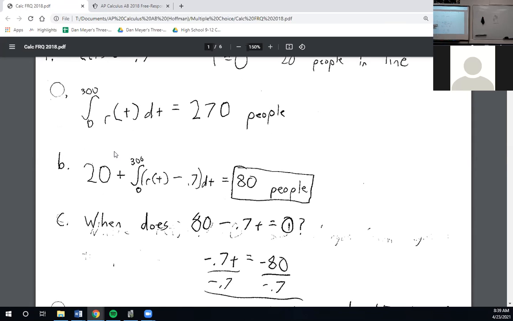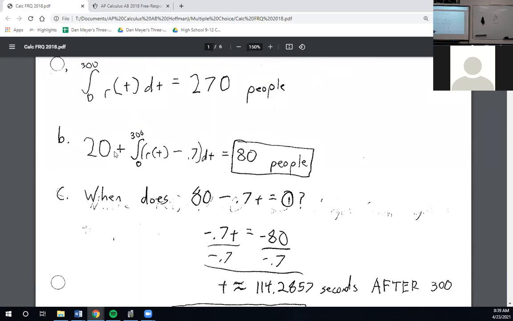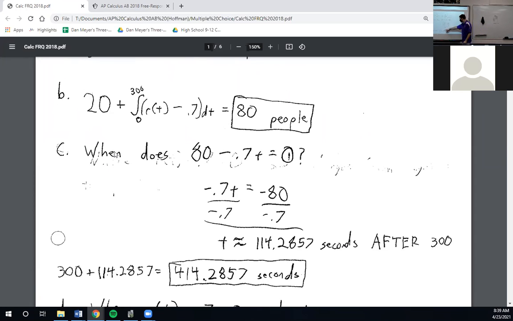Then we want to know when this is 0, and solve that. You get this number, and that's the number of seconds after 300 that there are no people in line. So that final answer is 414.2857.